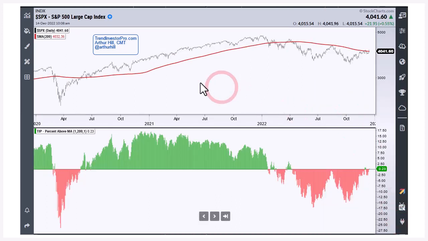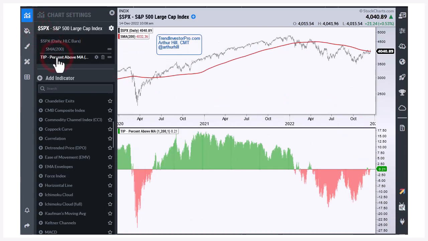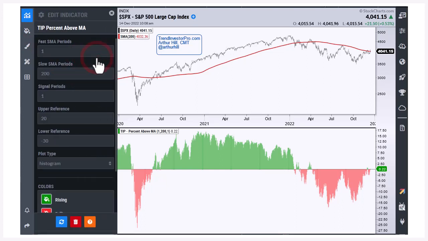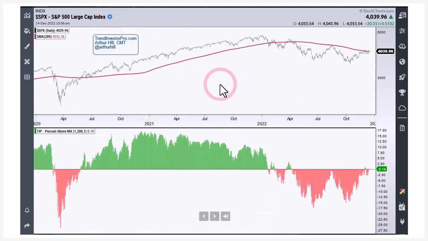Now, about this plugin, if you go over to the top left, you can see the settings. And this is basically a percent above MA indicator. And I'm going to click on the settings icon there. And you can see we've got 1 day for the fast moving average, 200 for the slow. I don't have any signal periods, 1. And we'll use the upper reference and lower reference later on, as well as change that to a 5 as we look at some signals. But this is just a very basic generic cross above and below the 200-day moving average.